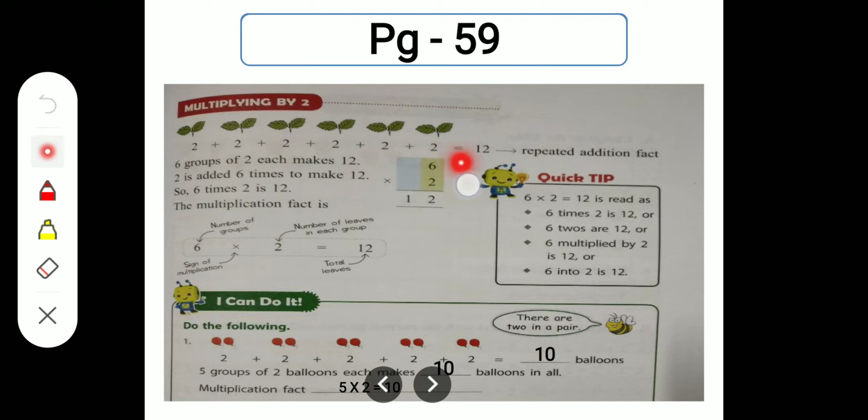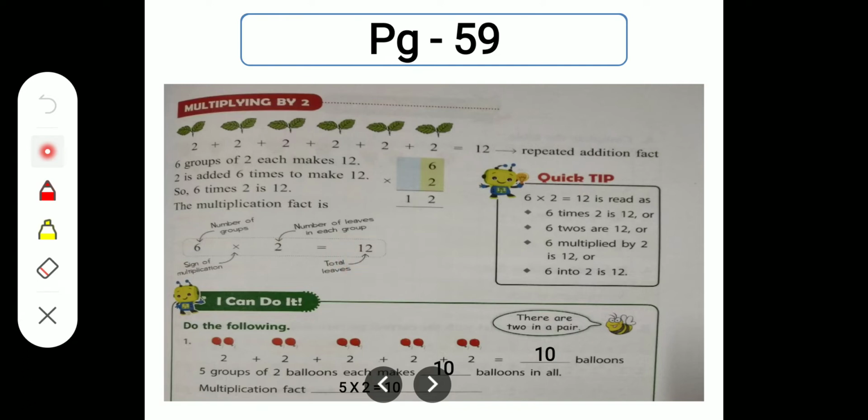Here we can see 6 multiplied by 2 is equal to 12. So 2 is added 6 times to make 12. So 2 plus 2 plus 2 plus 2 plus 2 plus 2 is equal to 12, which is the repeated addition fact. So 6 times 2 is 12. 6 times 2 means the number of groups multiplied by the number of leaves in each group, that is 12.